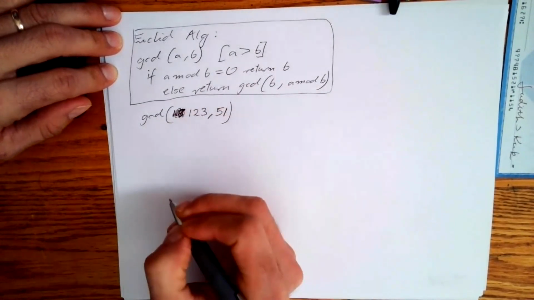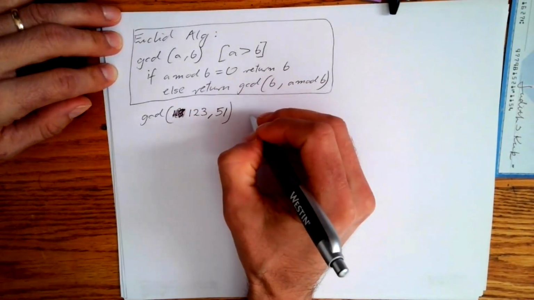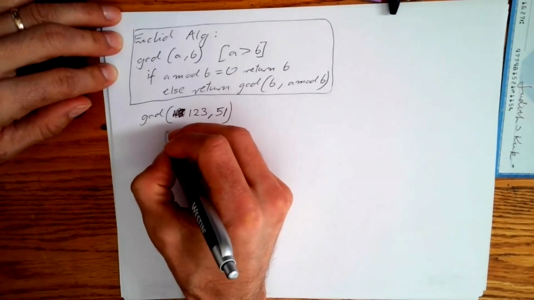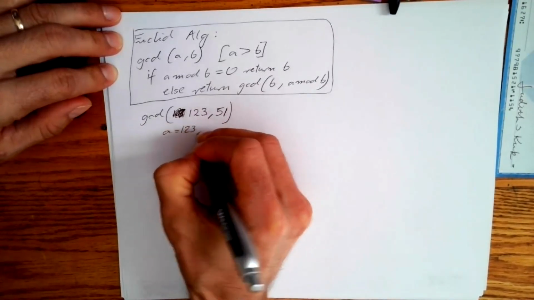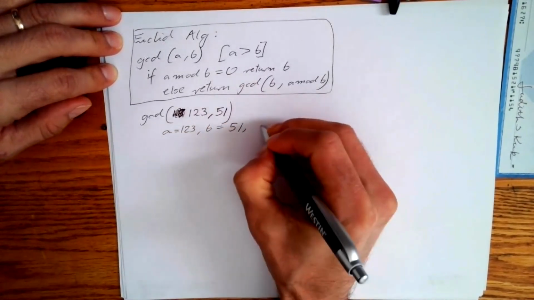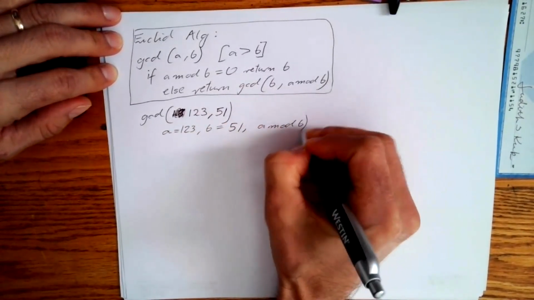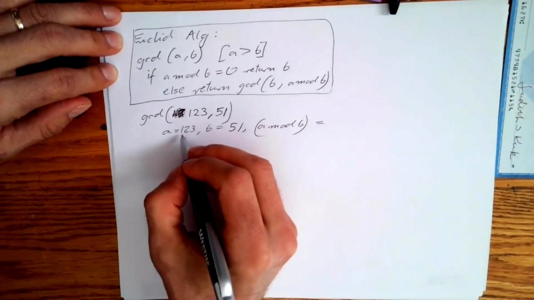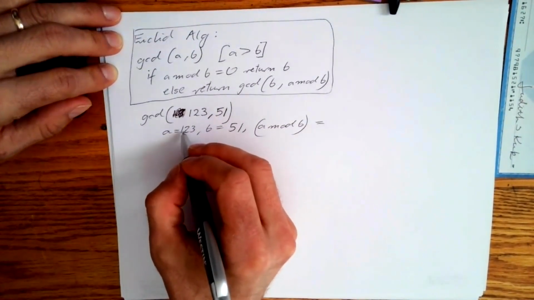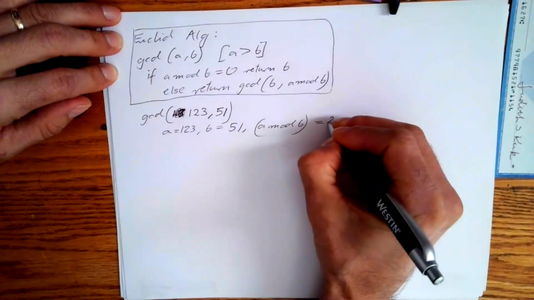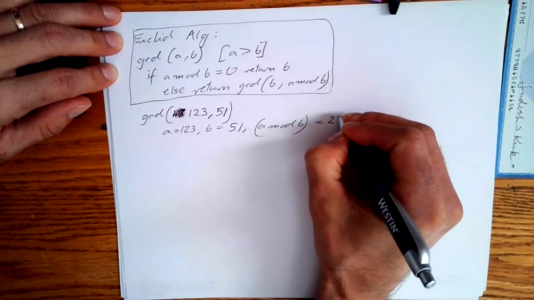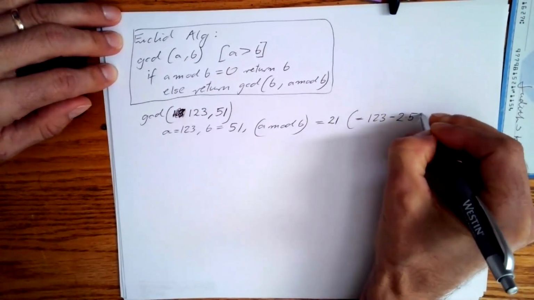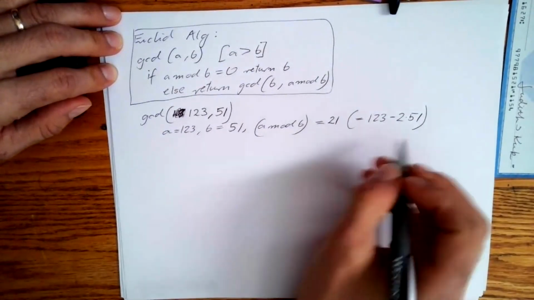Okay, let's see if this has any common factors. So here in this first run, A is 123, B is 51. So A mod B will be... 102 is the nearest multiple, right? And if I subtract 123 minus 102, I get 21, which is 123 minus 2 times 51. Okay, I hope I got it right.